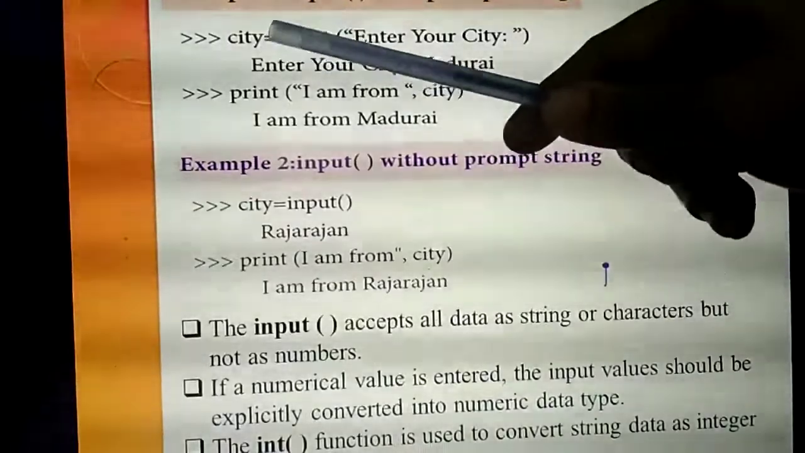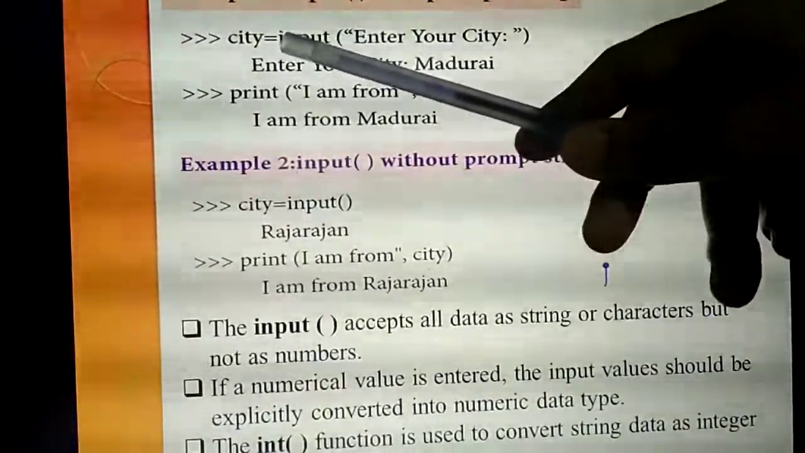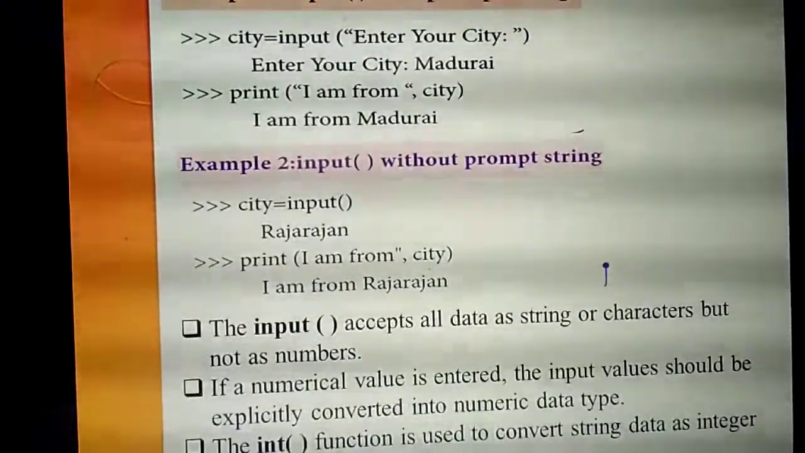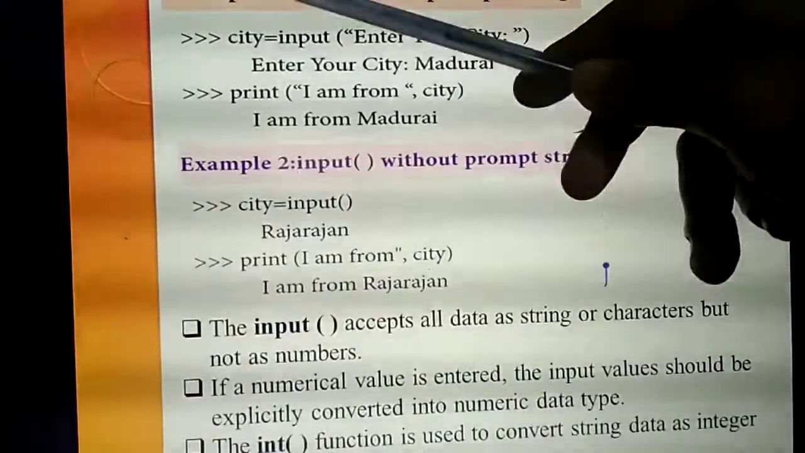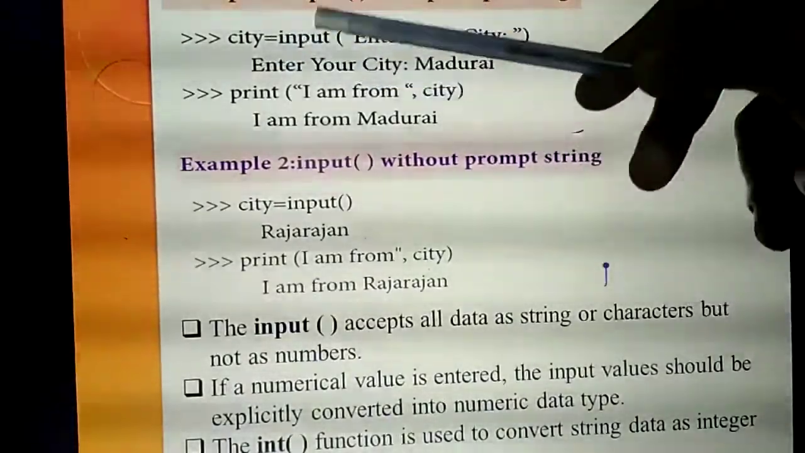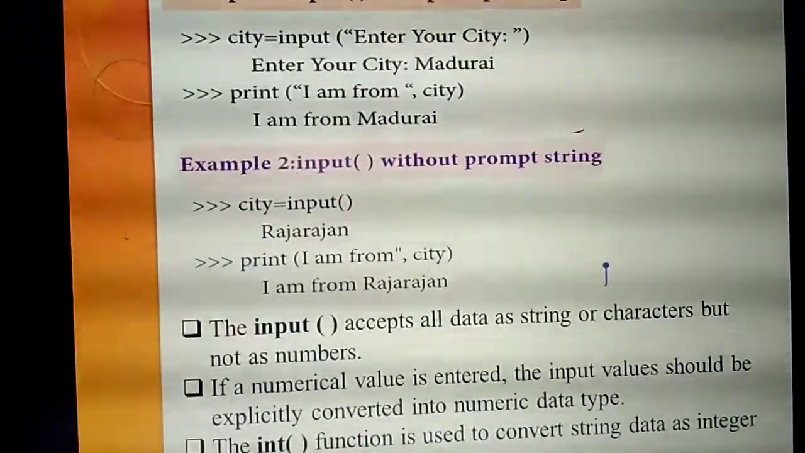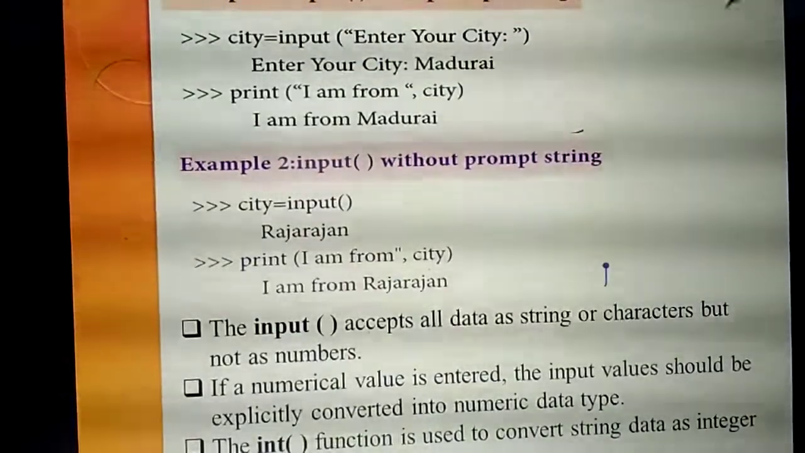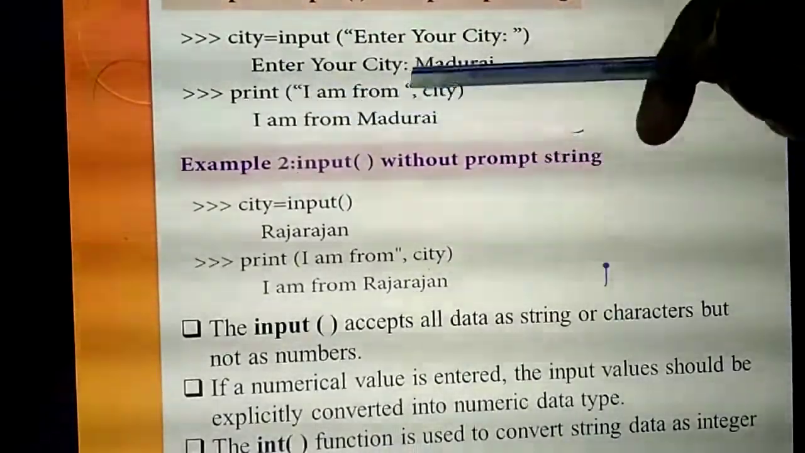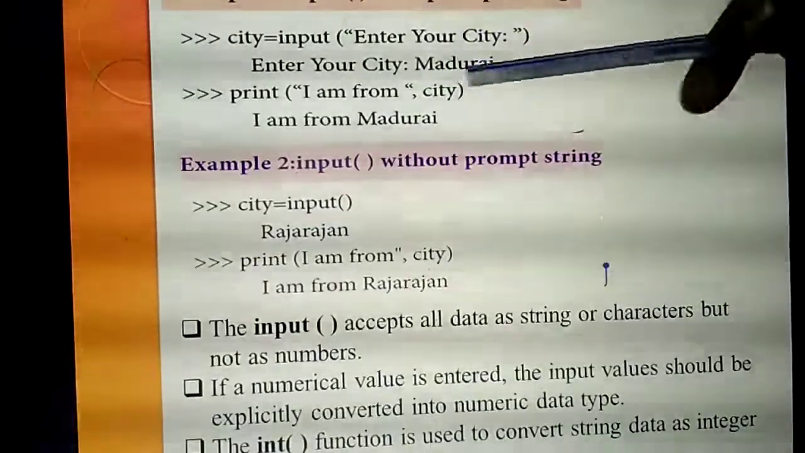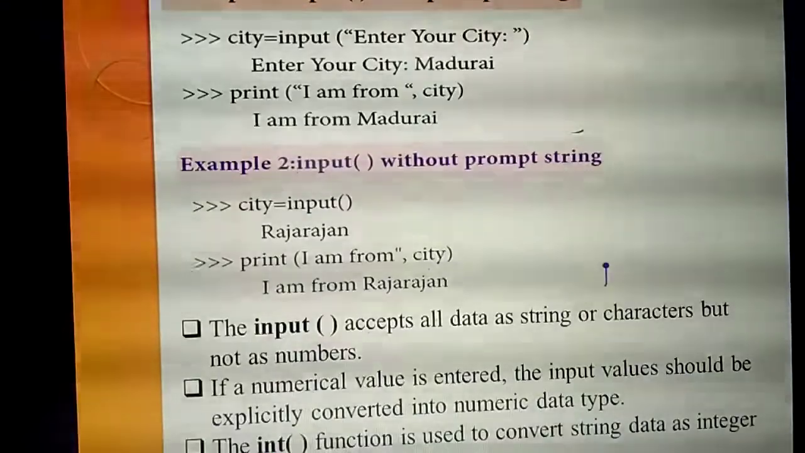Listen carefully. Compare it with the syntax and study: variable equal to input of prompt string. So what's the variable name here? City. City equal to input of, and what's the prompt string here? "Enter your city." If you execute this program, what output will you get? "Enter your city." And where do you give this, Madurai? At the output screen. Understand?